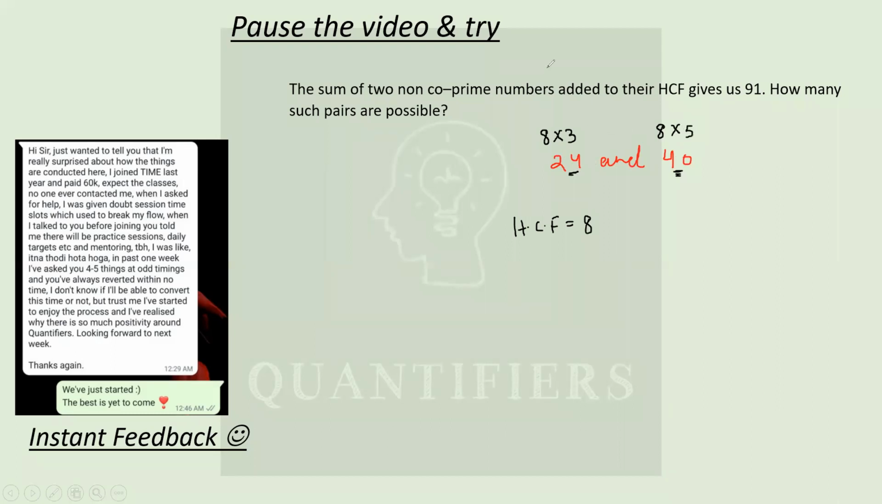Now students, just focus on these two numbers. These two numbers, students, they have a very special property. They will definitely be co-prime to each other. Very, very important. These two numbers will definitely be co-prime to each other. ऐसा हमेशा होगा ही होगा. Let me take one more example.